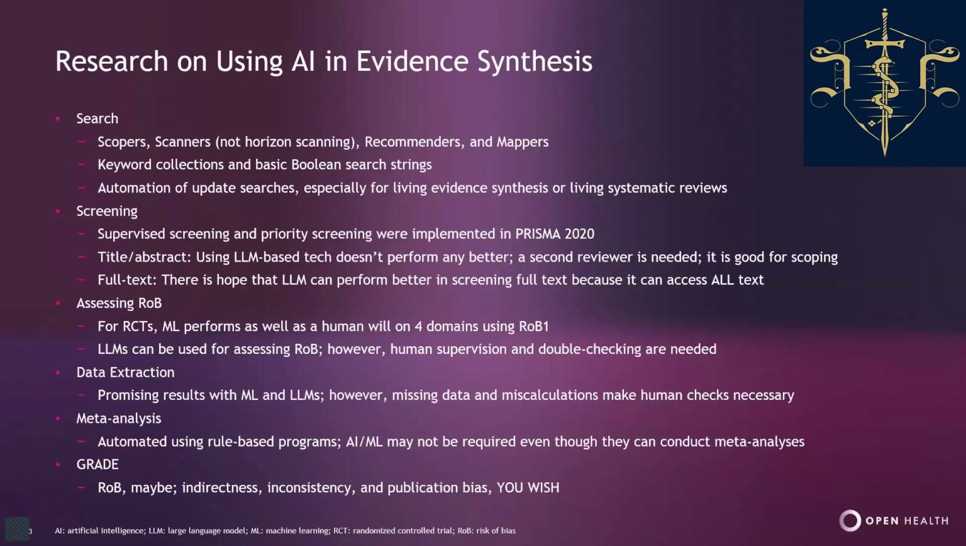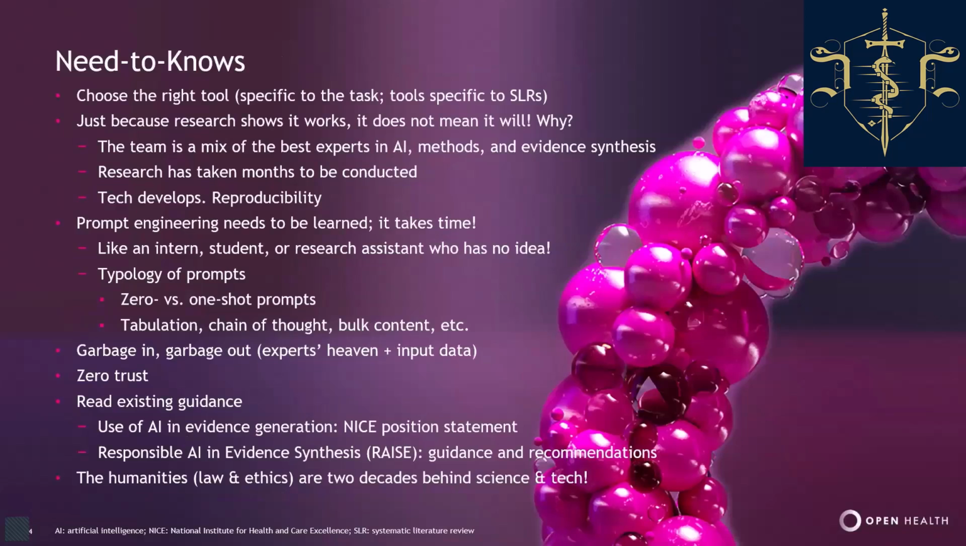For meta-analysis, they can be used, but the existing automation programs, let's say R, all of them are really efficient. We don't actually need to use AI for meta-analysis or network meta-analysis, but it is possible to use AI for conducting the analysis. And for GRADE, as I mentioned, for the risk of bias domain, it is almost good, but for the indirectness, inconsistency, and publication bias, it is not yet, and it may take a long time until it reaches that level.